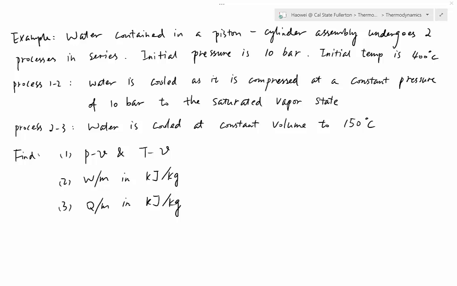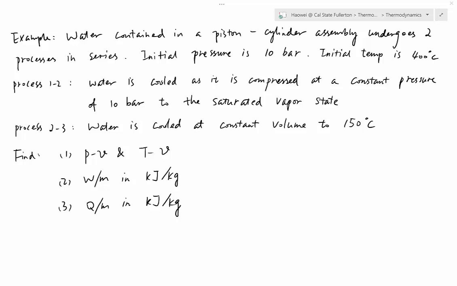Okay, let's do one more example. In this example, we have water contained in the piston cylinder assembly, and it will undergo two processes in series. Initial pressure is 10 bar, initial temperature is 400 Celsius.